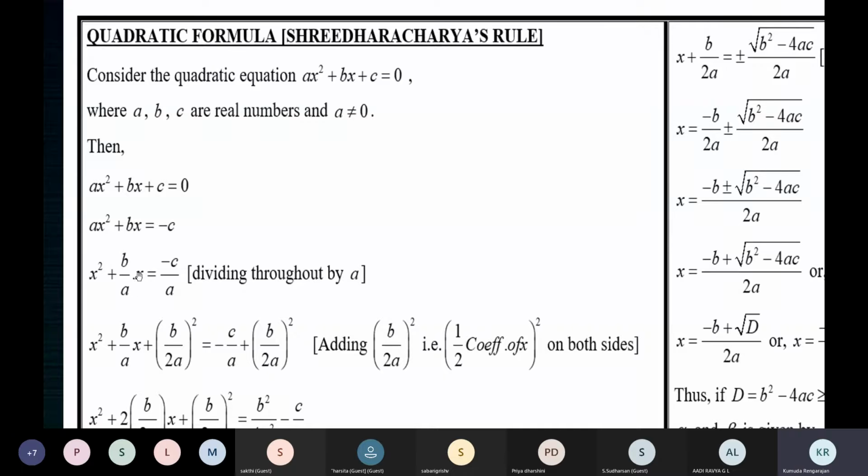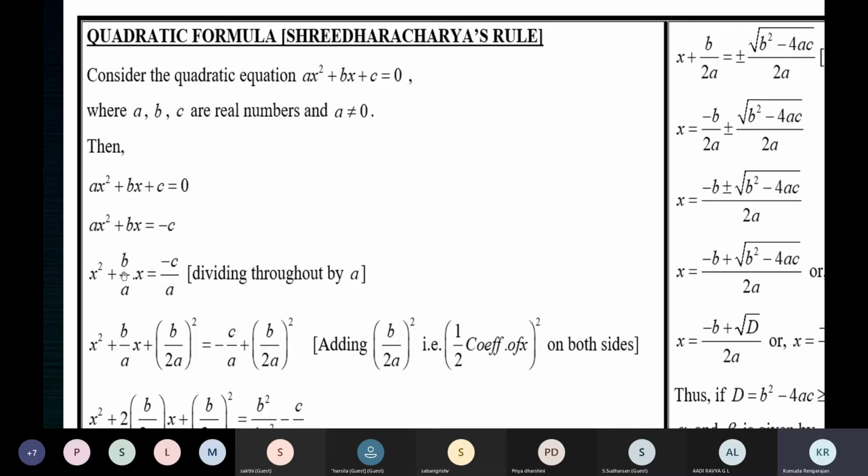Why b by a x? Because this is the x term, and its coefficient is b by a, that's all. bx by a is also correct. b by a x is just to say that this is the x term whose coefficient is b by a. So we divide throughout by the coefficient of x squared, which is a. ax squared by a is x squared. bx by a is b by a x, equal to minus c by a. So this is what happens when we divide throughout by a.